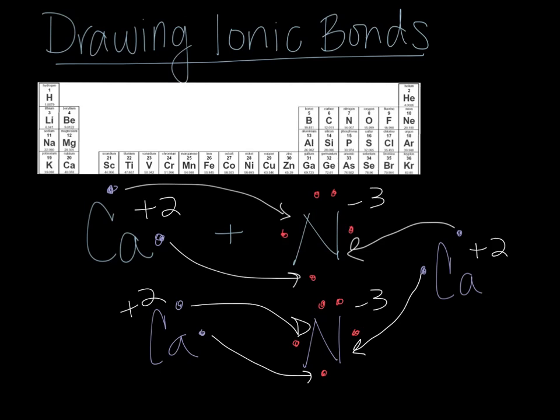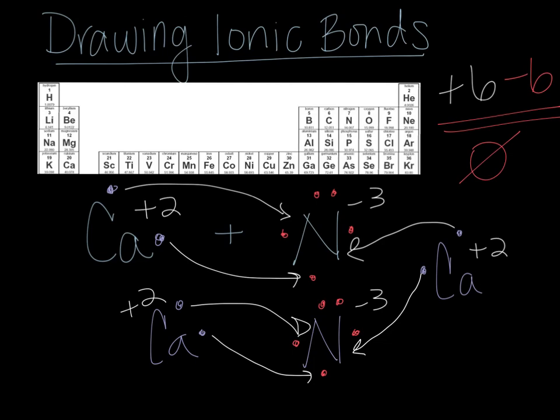So if I count up all my charges for my positives, I've got 2 + 2 + 2 gives me 6. So overall I have +6. Okay, and then I count up my negatives, and I've got a -3 and a -3. Those give me a -6. Okay, so overall, that gives me a charge of 0.